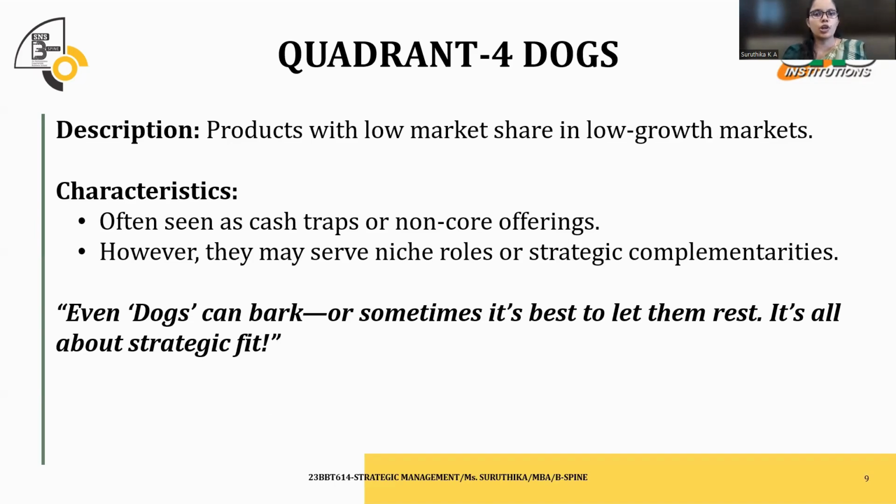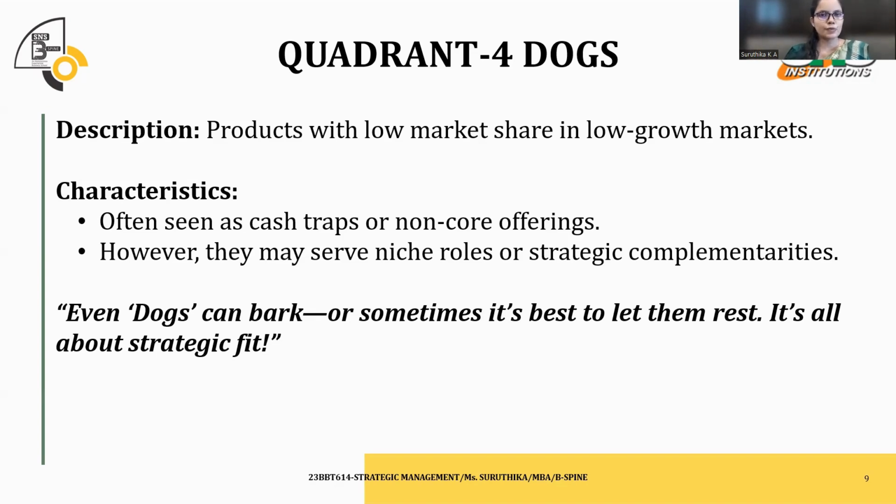The fourth quadrant are dogs, which are products with lower market share and lower growth. So these are cash traps. Any cash that goes into this product goes waste. So it's very important that you decide on divesting on dogs, but still, in some cases, these products may act as strategic complementarities. So, we better let them rest.